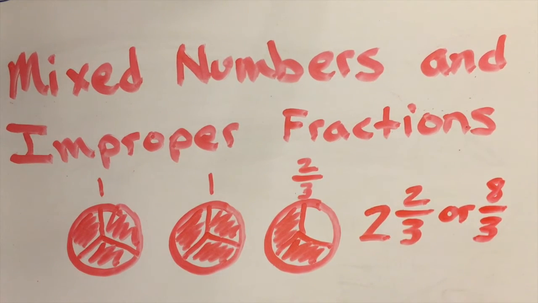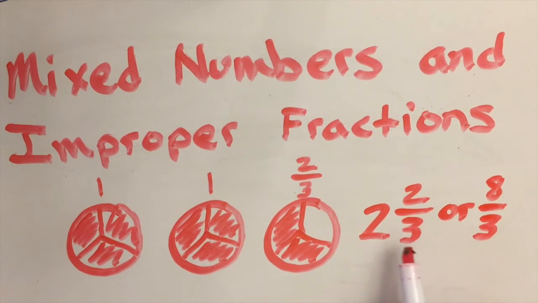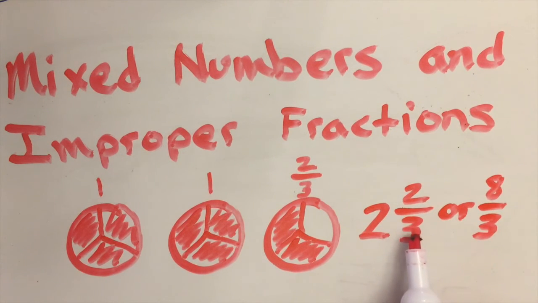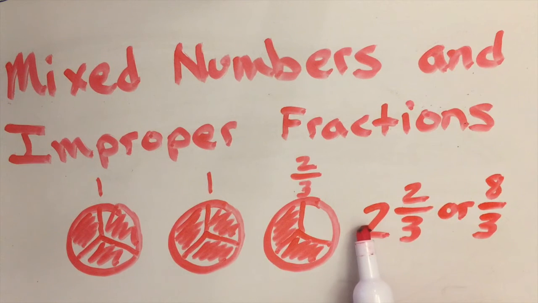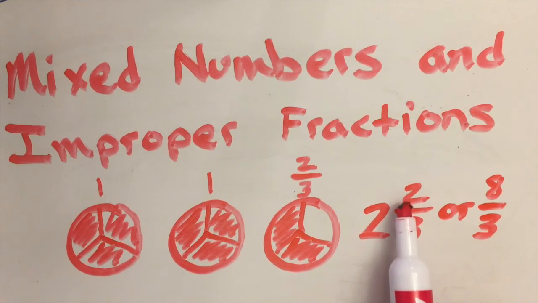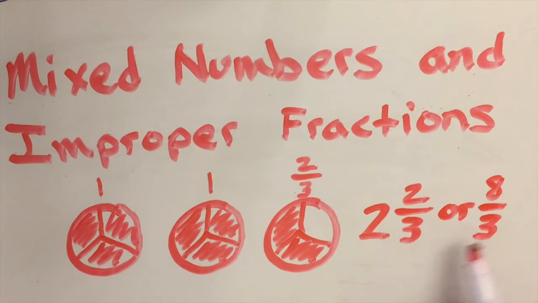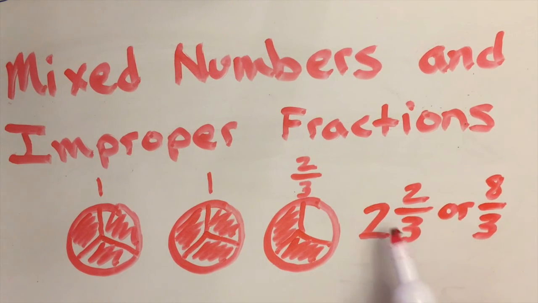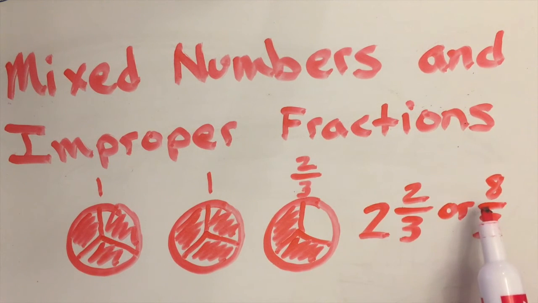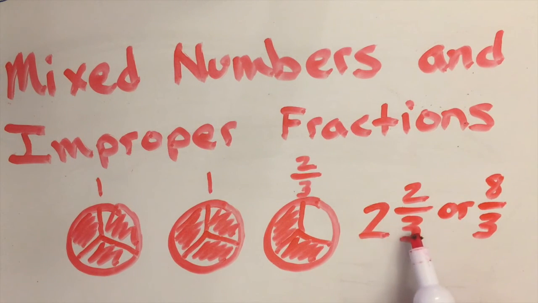Now there is a little strategy you can use when you go between these. If you use multiplication, I can multiply 3 times 2. So I multiply the denominator by the whole number. 3 times 2 is 6. And I add the numerator to get to 8/3. And you can kind of go backwards by using division, but it gets a little more complicated. It's a little easier to go from the mixed number to the improper fraction if you remember that strategy of multiplying and then adding.